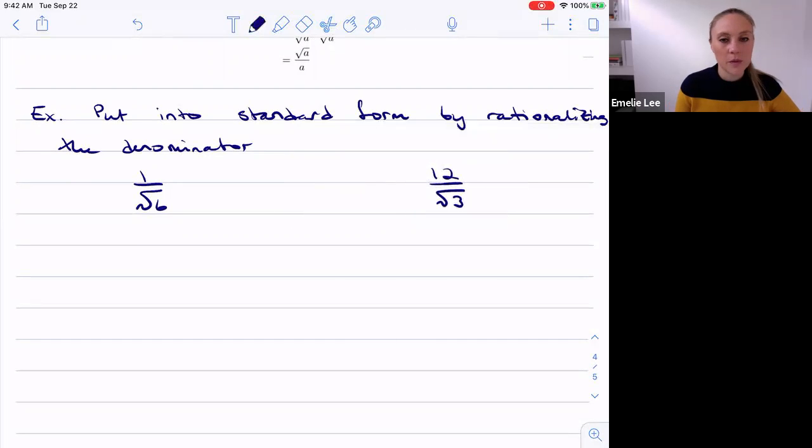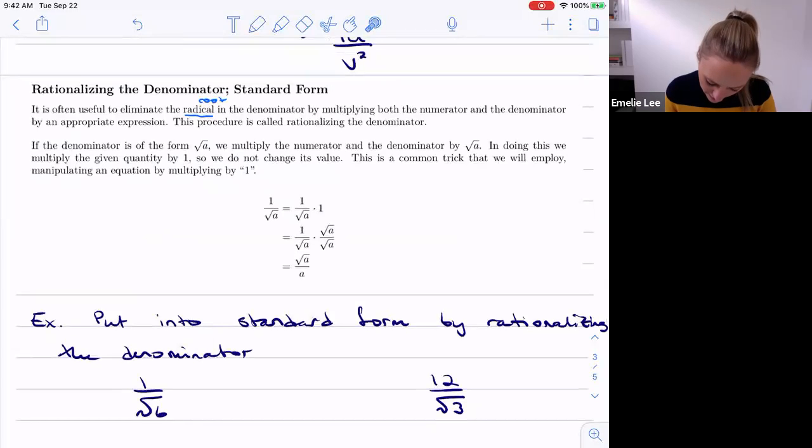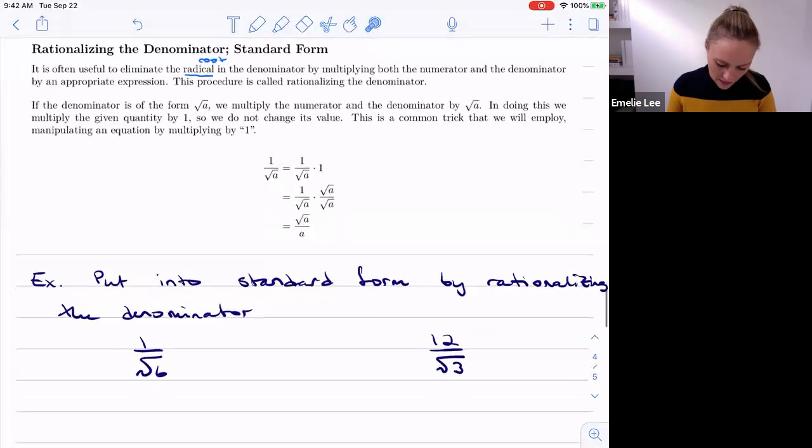We'll do 1 over root 6 first. So putting it into standard form just means, I'm just looking for where it says the standard form. But anyways, this is the standard form where you don't have a root in the denominator. I think it says later, so I'm not going to worry about it too much.